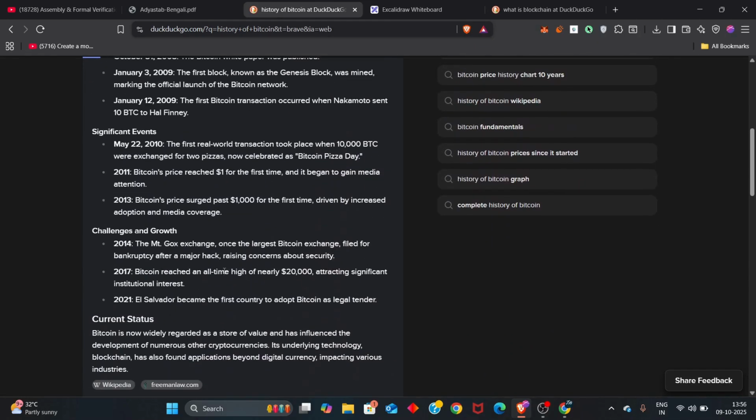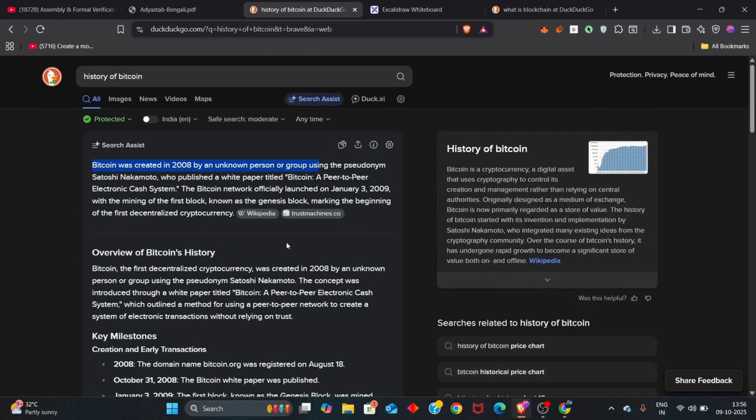Okay, let's go to the next topic. Another thing that I should tell you guys, that is two things: proof of work and proof of stake. These come under the consensus mechanism.